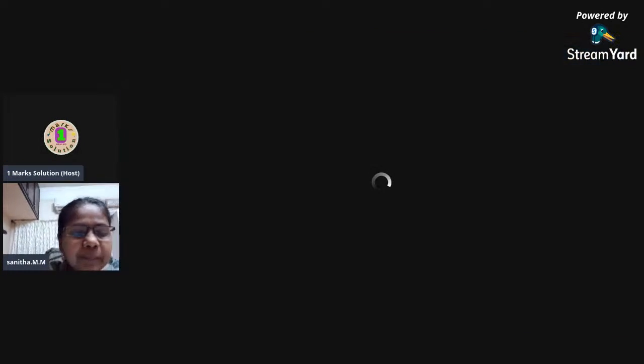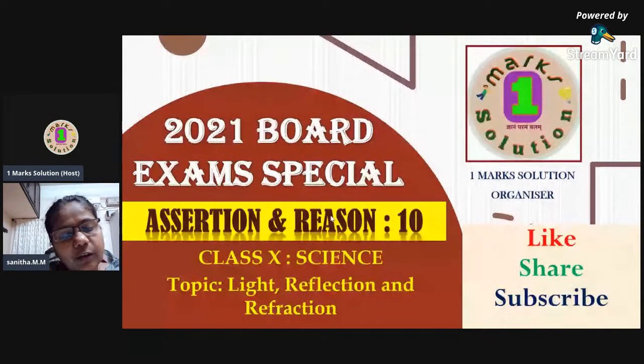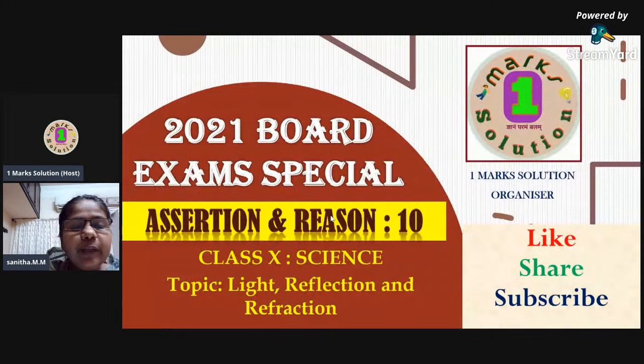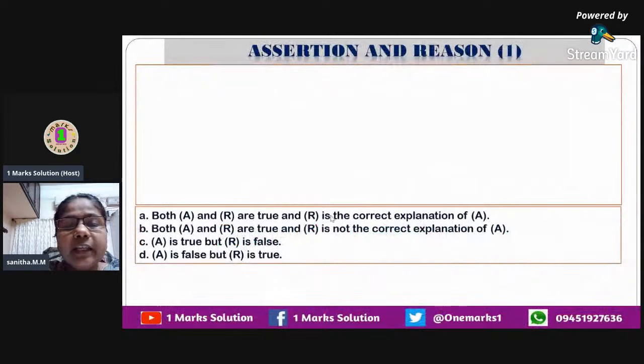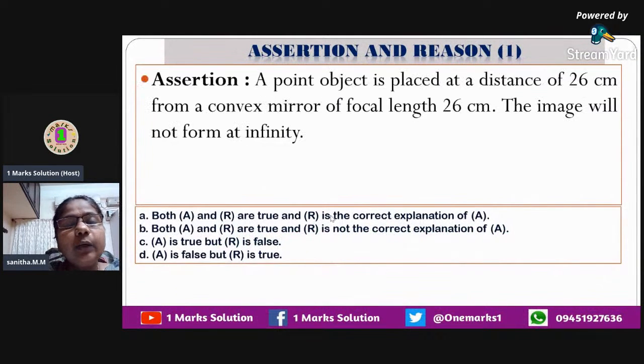Let us start with chapter 10, Light Reflection and Refraction of class 10. We'll start with our assertion and reason. Now I think you are familiar with assertion and reason. This is also included in our board exam. First of all, you should know the theory, that means the concept should be clear, then only you can answer it. And it's very simple also if you know the basic concept. So let us start with the first one, assertion.